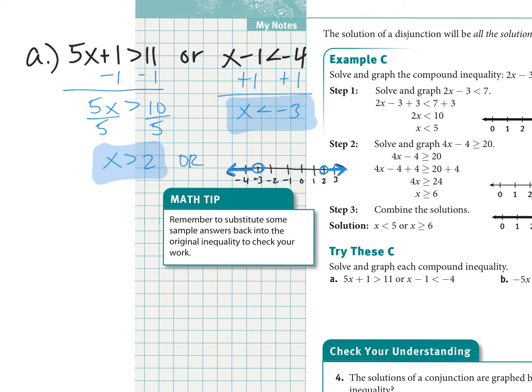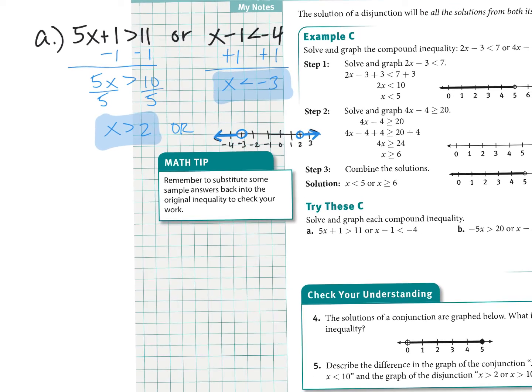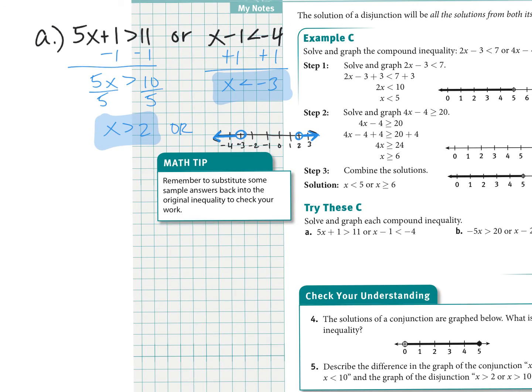Now, I am going to have you try part B below, but I want to give you a heads up. It's a little tricky. So part B is going to be -5x is greater than 20, or it's going to be x minus 2 is greater than -7. So my hint to you before you solve this is be careful of this negative out front in front of the 5x. All right, go ahead, see if you can solve the inequalities and graph it on a number line.